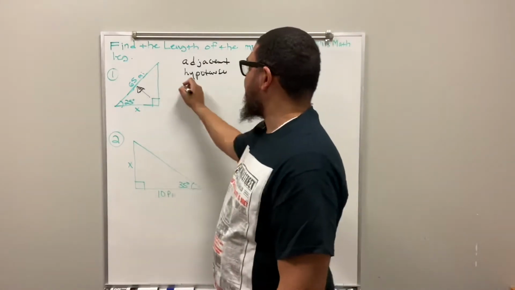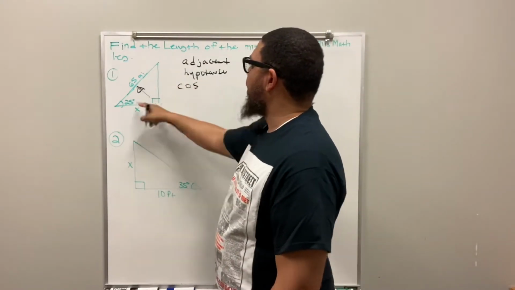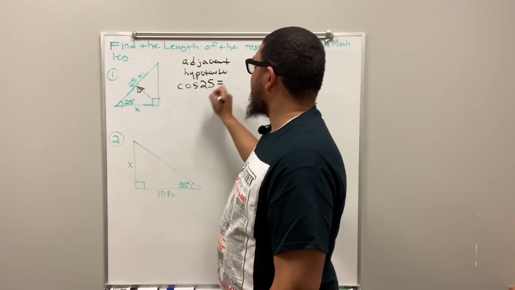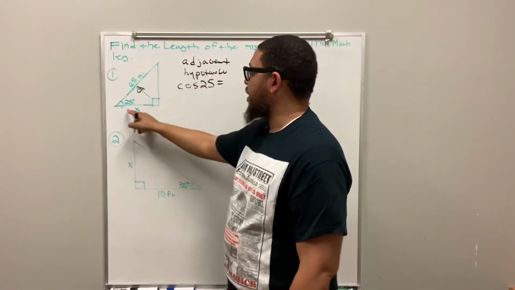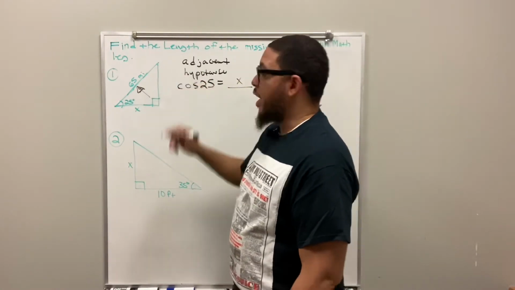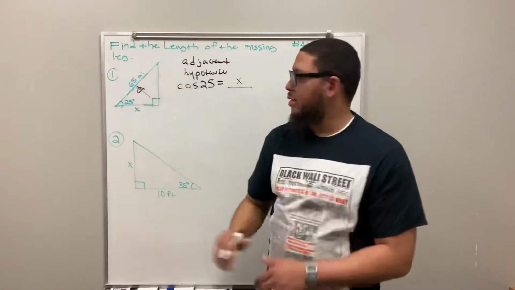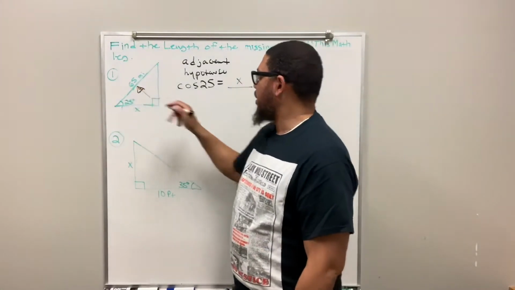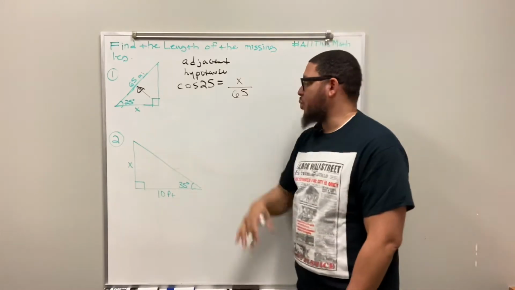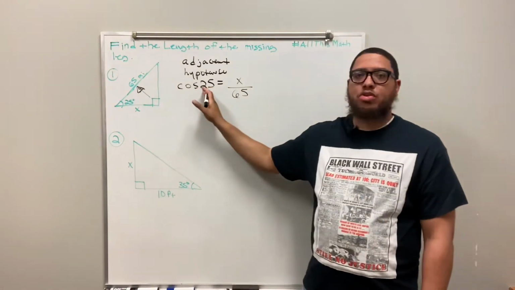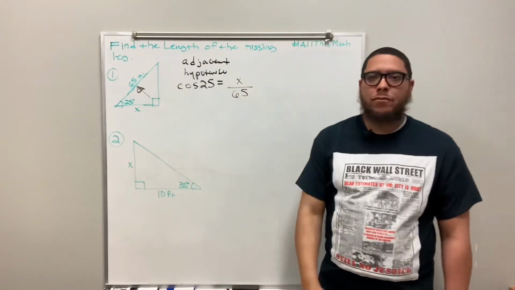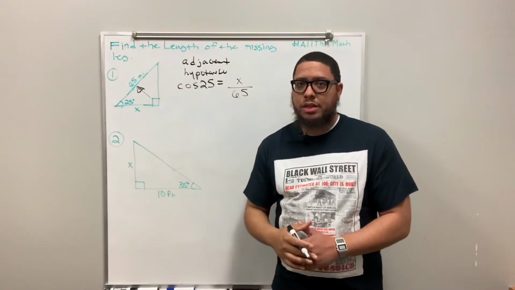So this is how we set up our equation. Cosine of the angle 25 is equal to the adjacent leg, which is X, divided by, not multiplied by, but divided by whatever the hypotenuse is. In this case, it's 65. This is our equation. Cosine of 25 degrees is equal to x divided by 65.